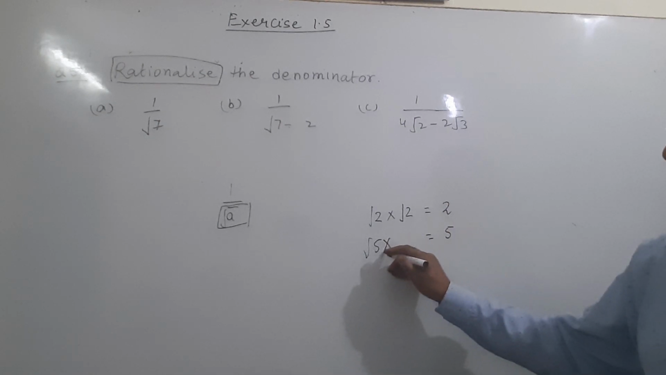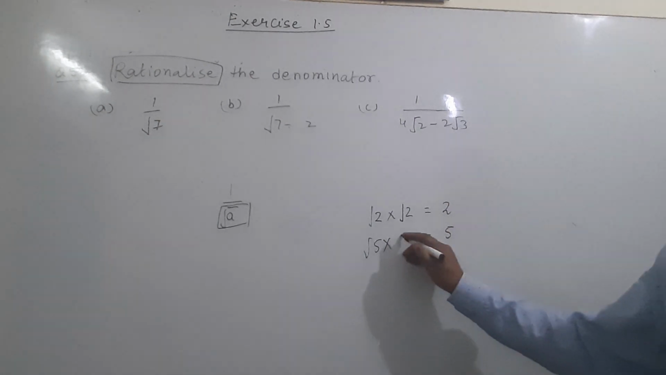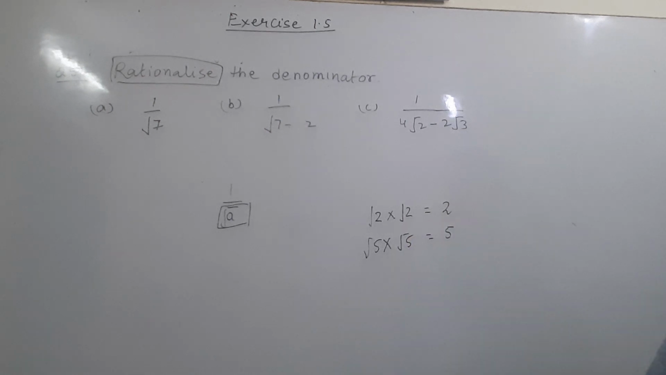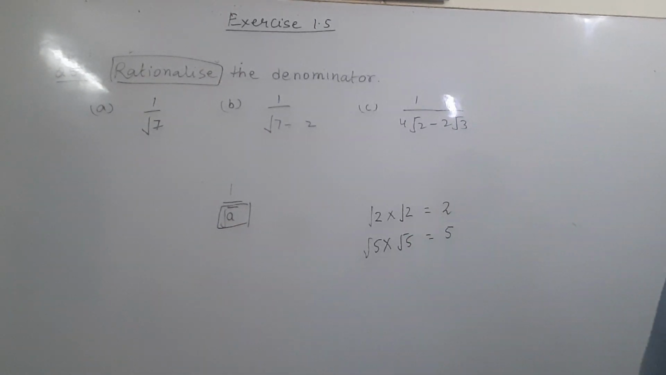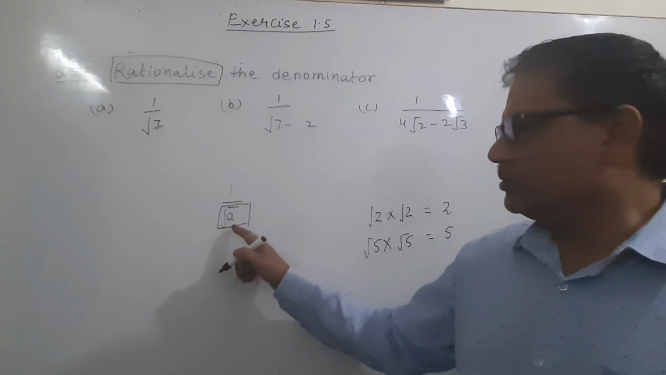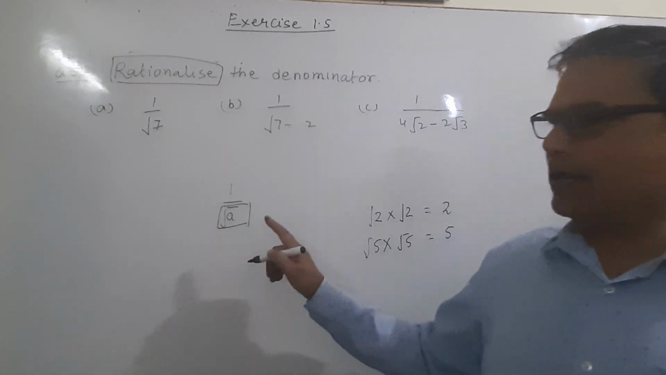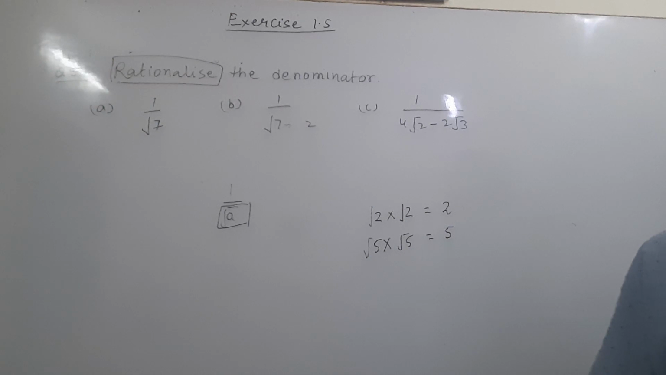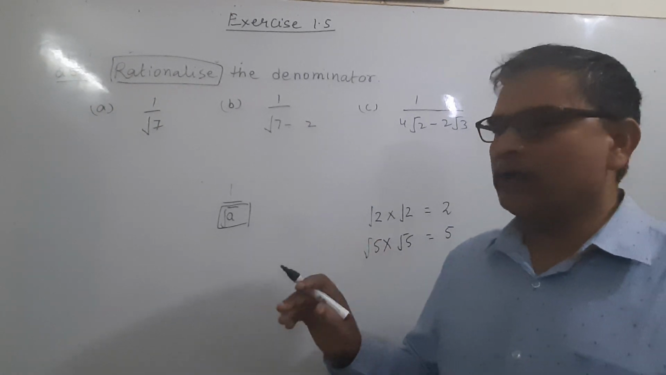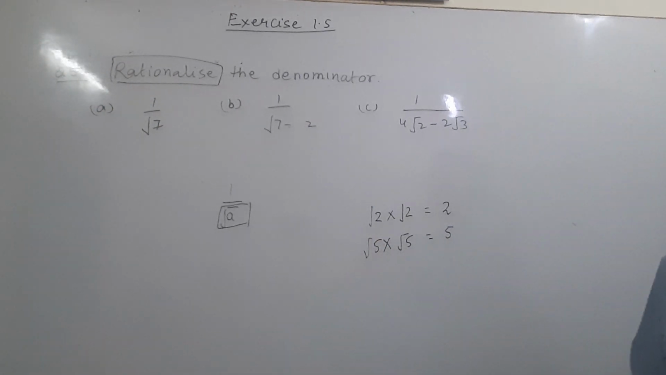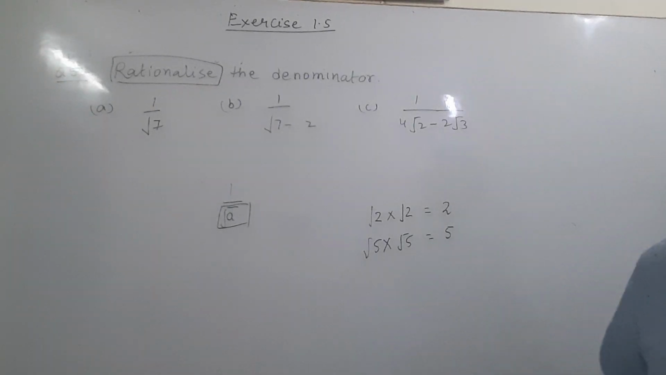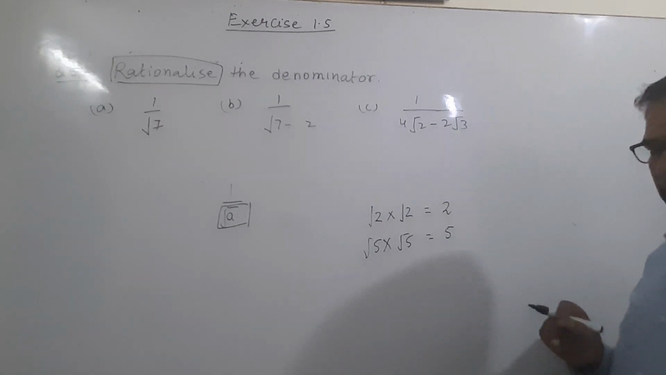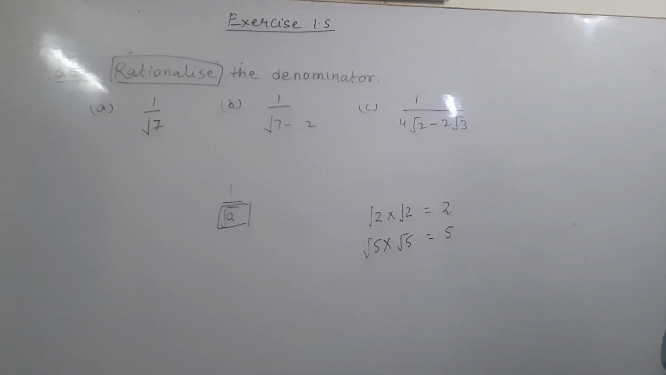So which number do we have to multiply? Root 5. It means by which number do we have to multiply? Root a. The number which we multiply and divide by to form a simple rational number, that number or value is known as the rationalizing factor.